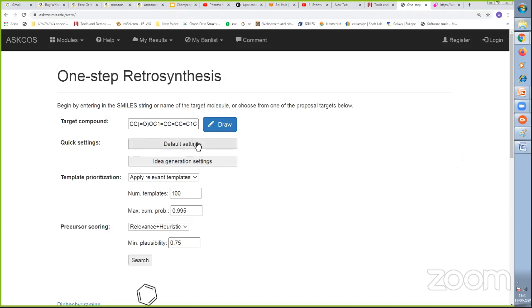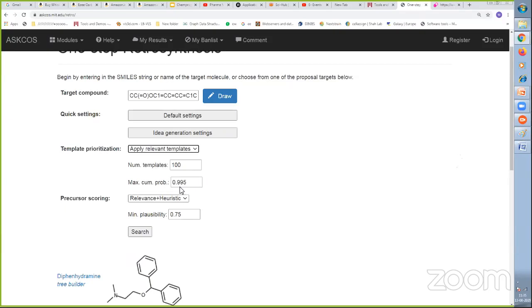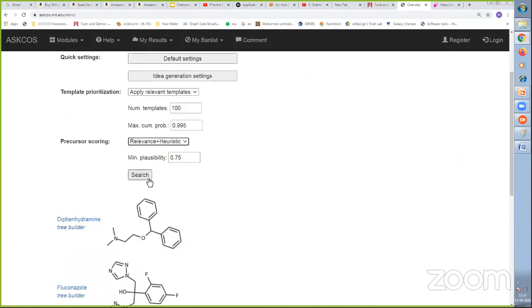we'll use default settings. Template prioritization: apply all relevant templates. Number of templates 100. Maximum cumulative probability is 0.995. Precursor scoring: yes, we can go for relevance plus heuristic scoring. Minimum plausibility is 0.75. Okay, search.